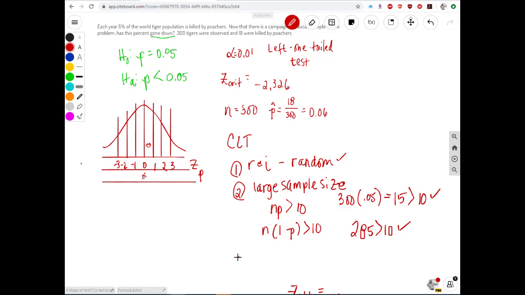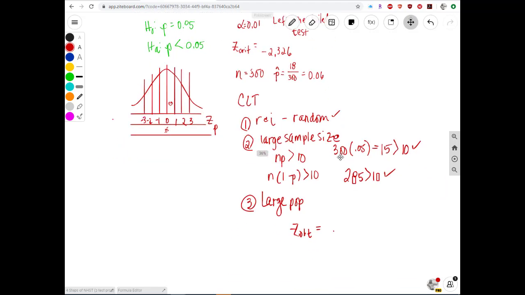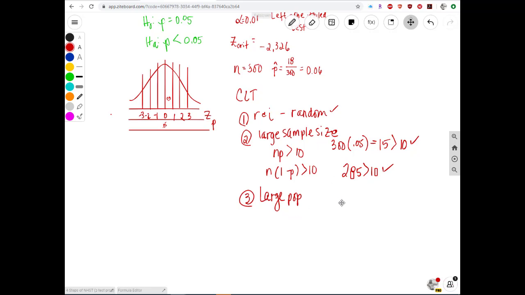The last one is the large population. In this case, we have to know that our population size is at least 10 times the size of the sample. So N has to be at least 10 times the size of the sample. So as long as N is greater than 10 times 300, and N is greater than 3,000, we're good to go. Now, I don't know what the tiger population is right now, but let's just assume that's also met, and we can assume the distribution is normal.